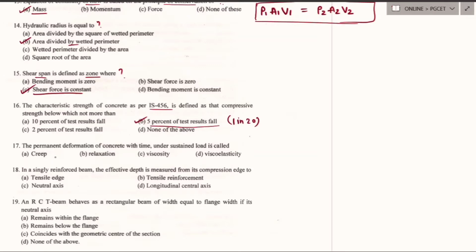Question number 17. The permanent deformation of concrete with the time under sustained load is called creep. Option A is the right answer. Creep is a type of long-term pressure or stress on concrete due to which there is change in shape of the concrete structure. Option A is the right answer. Question number 18. In a singly reinforced beam, the effective depth is measured from its compression edge to centre of the tensile reinforcement. So option B is the right answer.